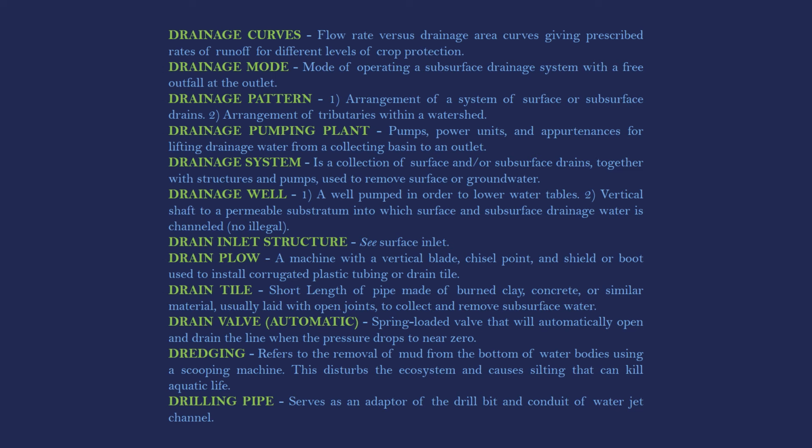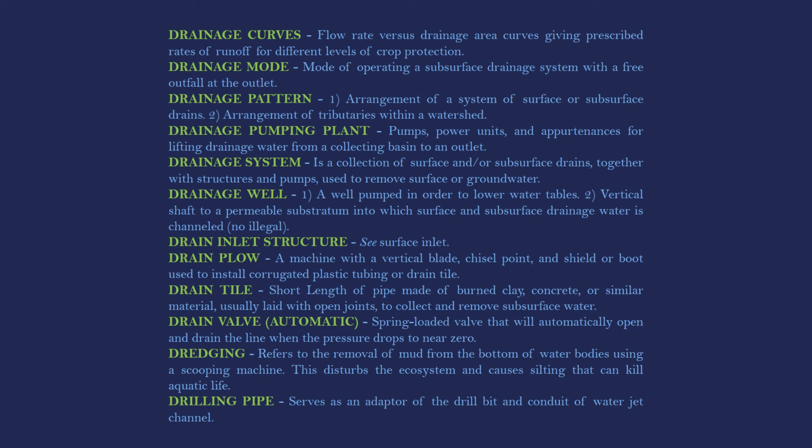Drainage well. 1. A well pumped in order to lower water tables. 2. Vertical shaft to a permeable substratum into which surface and subsurface drainage water is channeled. Drain inlet structure. See surface inlet. Drain plow. A machine with a vertical blade, chisel point, and shield or boot used to install corrugated plastic tubing or drain tile.